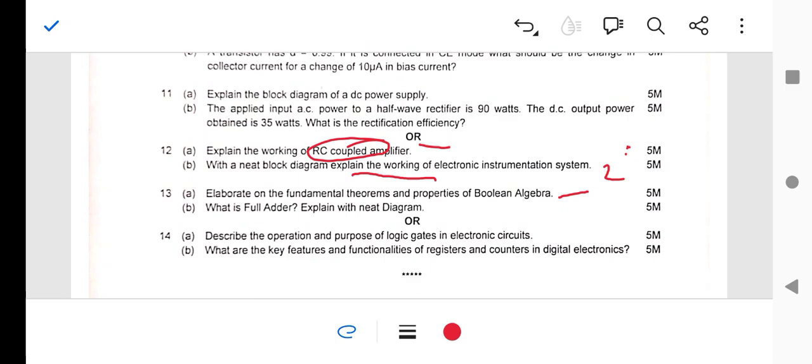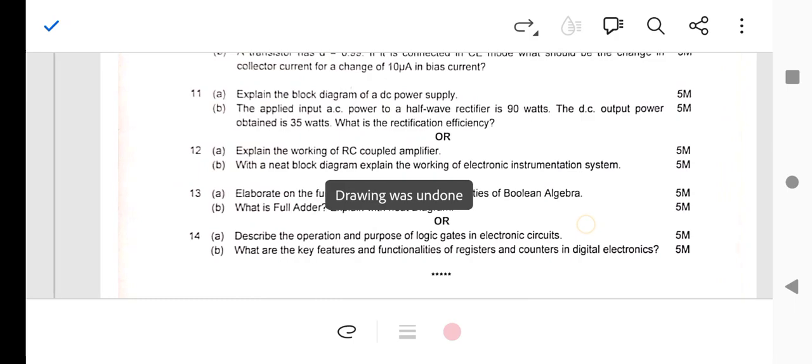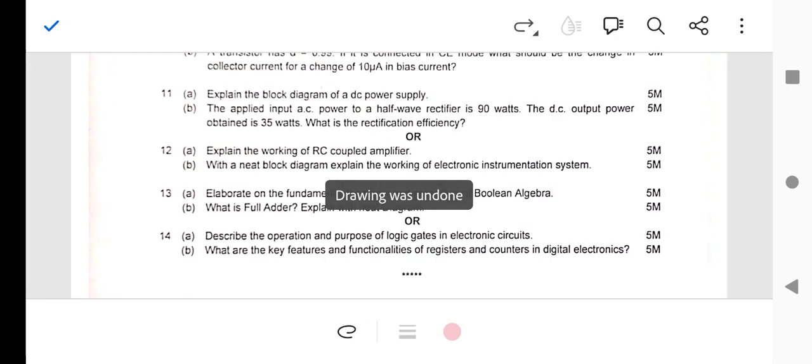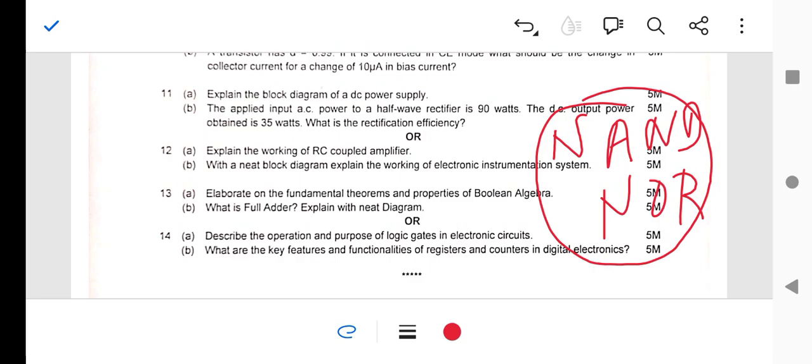Next, coming to another question. Describe the operation and purpose of logic gates. Logic gates, this is a common question for every exam. Logic gates: AND gate, OR gate, NAND gate. What are universal gates? A 1 mark question will also come. Universal gates are NAND and NOR, because we can realize any gate from these two. That's why they are called universal gates.